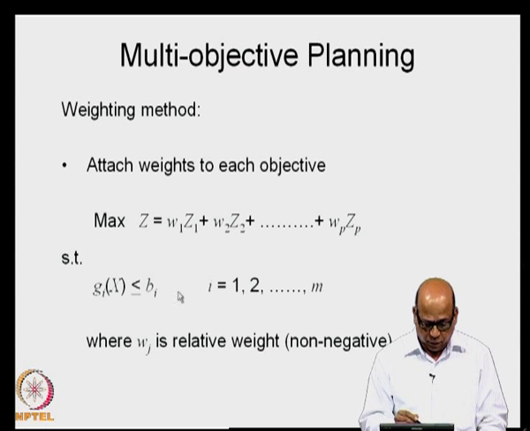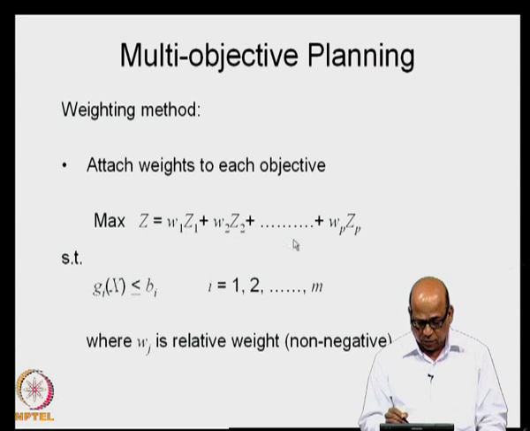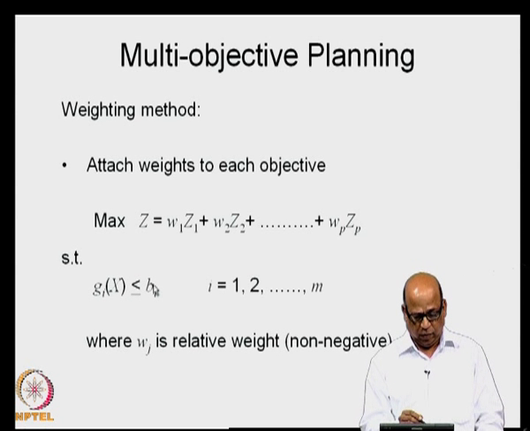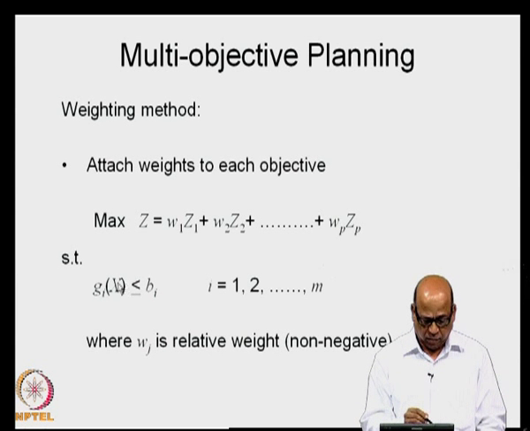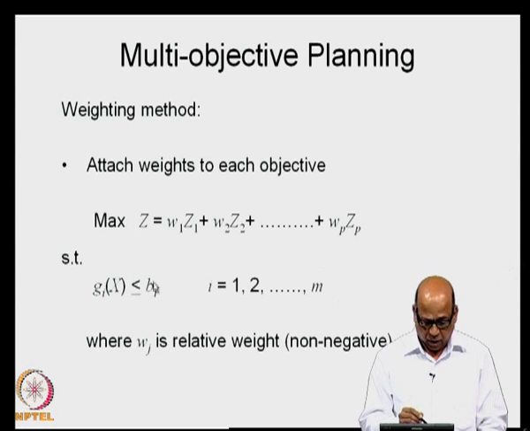Then you have a set of constraints g_i of x less than or equal to b_i, and x is the vector of decision variables here. You may have m number of constraints. Remember, these m number of constraints will remain the same for each of the objectives, because these are physically defined constraints. For example, they may deal with land availability, they may deal with water availability in a particular time, they may deal with minimum required release downstream, and so on. So, all of these are physically defined constraints that need to be satisfied always, irrespective of the objective function.